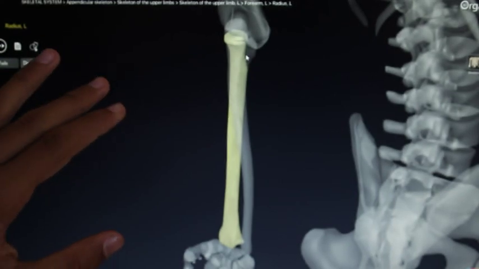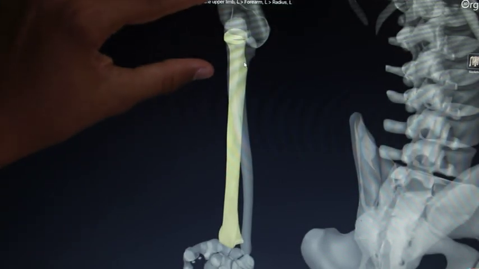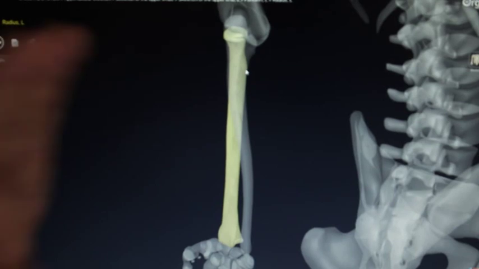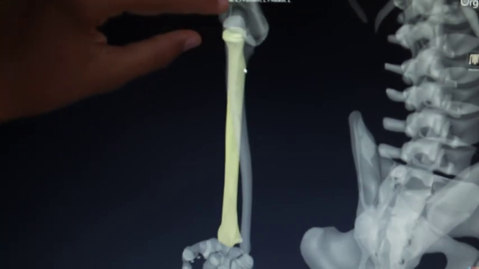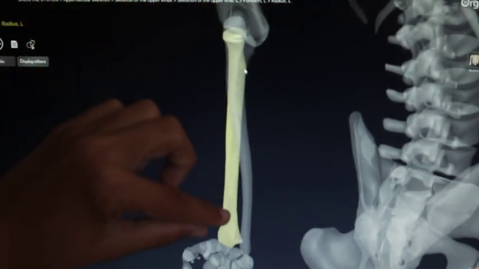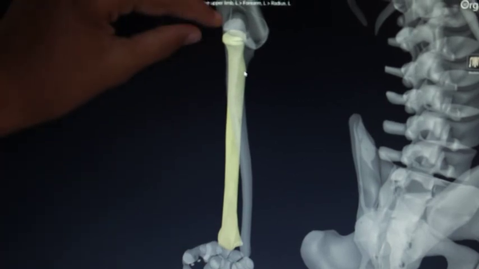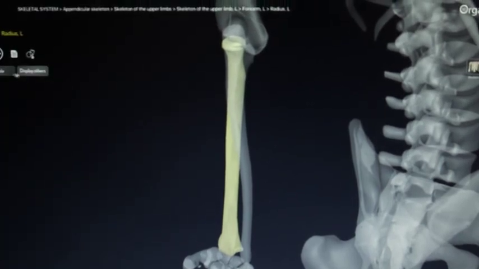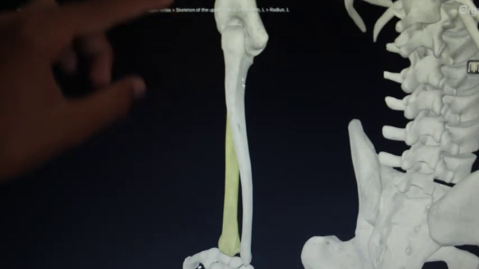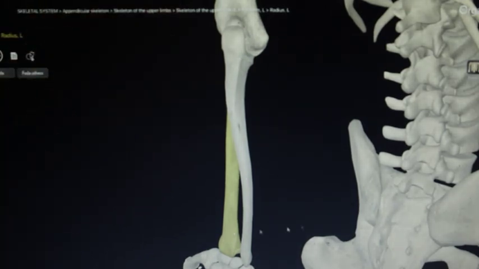So now we can see the ulna. It is blocking the radius, but I've also made it transparent so you can see through it and see which angle of the radius is covered by the ulna. So while displaying others, the radius is covered by this area of the ulna.